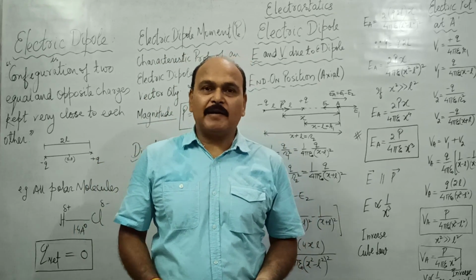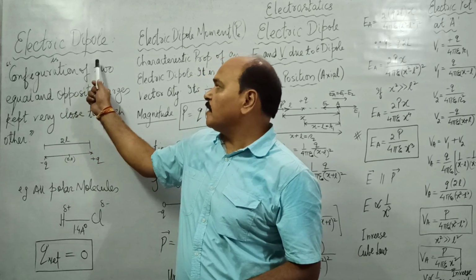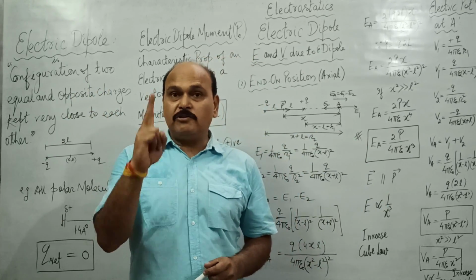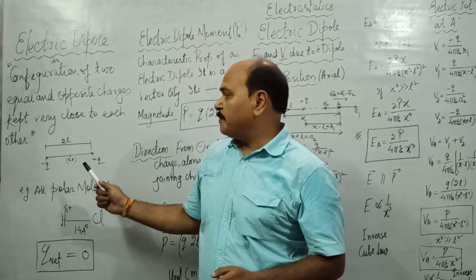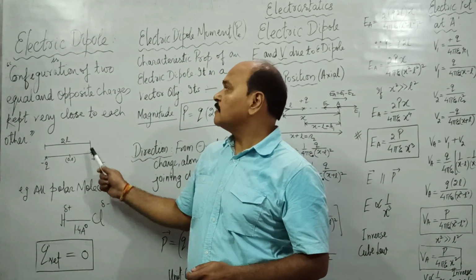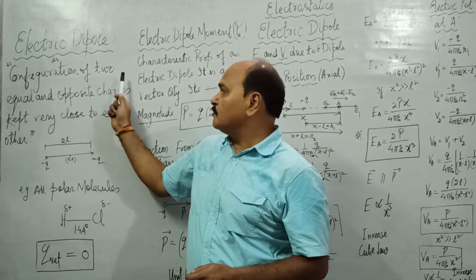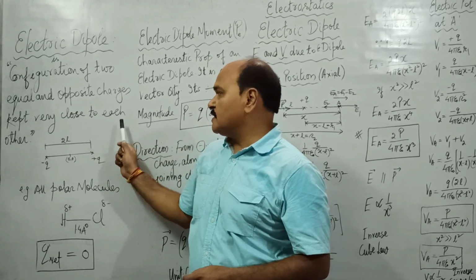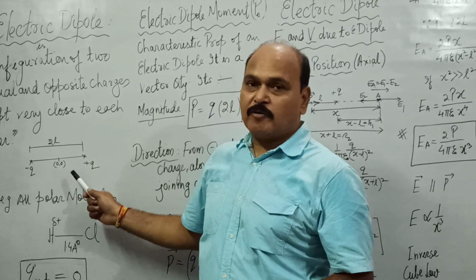Well, what is electric dipole? Electric dipole is an arrangement where there are two equal and opposite charges kept very close to each other. Configuration of two equal and opposite charges kept very close to each other is called electric dipole.